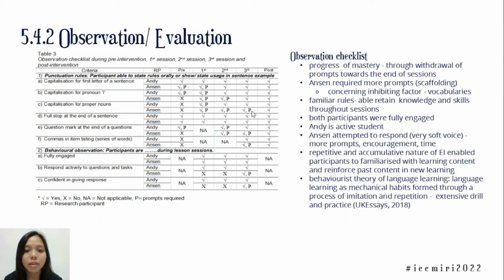However, we can see that Anson, in particular, requires more prompts or scaffolding because he has a concerning inhibiting factor, which is his very, very limited vocabularies. We can also see that for familiar rules such as the use of capitalization for the first letter in a sentence and full stop, they are able to retain this knowledge and skills throughout the whole sessions.